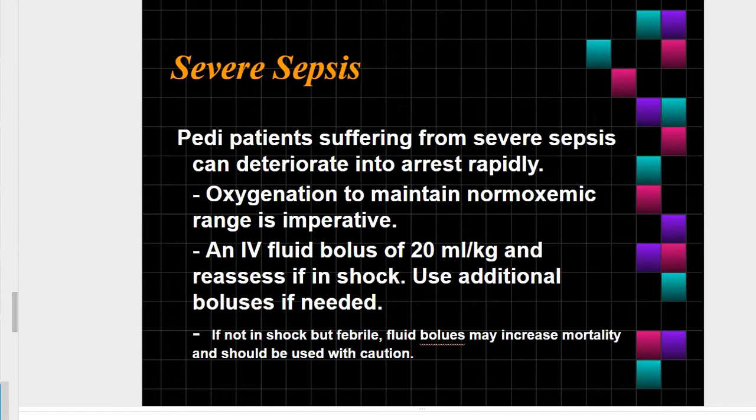An IV fluid bolus, if they're in shock, of 20 milliliters per kilogram can be done, and reassess to see if you get success with that and improve their condition, and use additional boluses and reassess if needed. But if they're febrile but not in shock, fluid boluses may increase mortality and should be used with caution per the latest research.